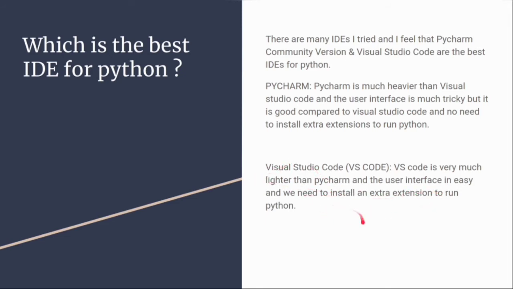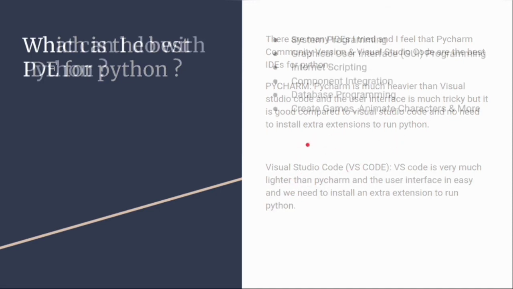And there's one disadvantage in Visual Studio Code: we have to install an extension to run Python, but in PyCharm we don't require to install any extra extension to run Python.